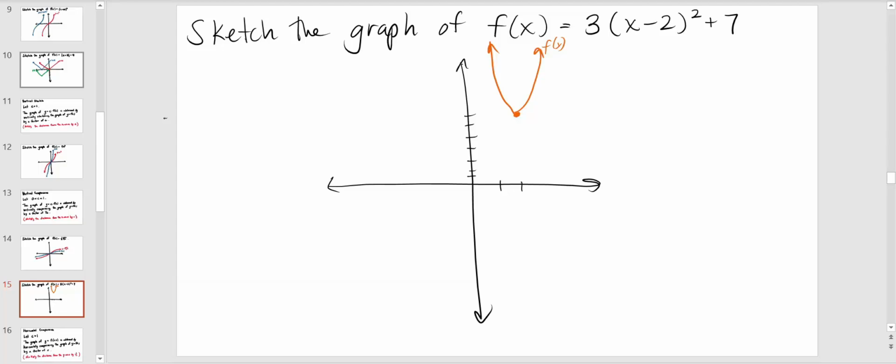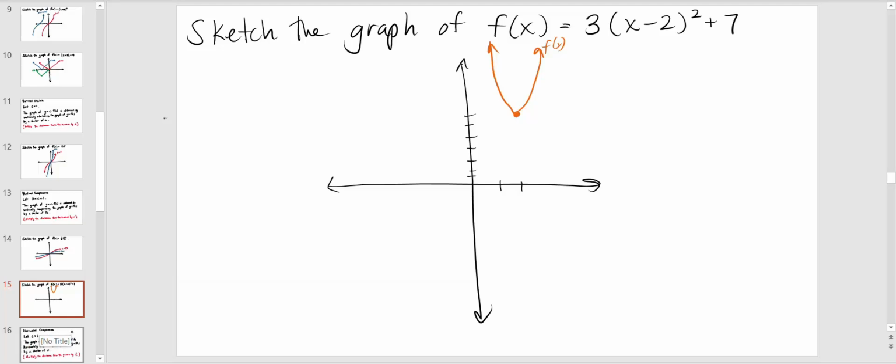Think about it. We're taking the base parabola y equals x squared, we're going to shift it 2 units to the right, we're going to stretch it vertically by a factor of 3, making it taller and skinnier than usual, and then we're going to shift that skinny parabola up 7 units. We're going to wind up with a parabola that opens upward with a vertex at the point 2,7, and it's taller and skinnier than usual. That's what you need to be able to do.